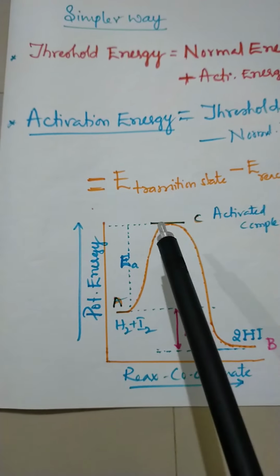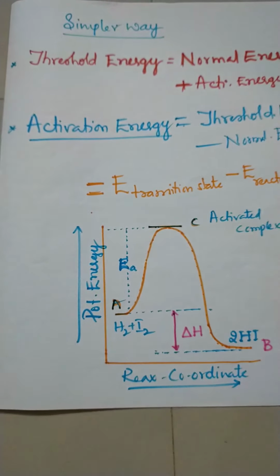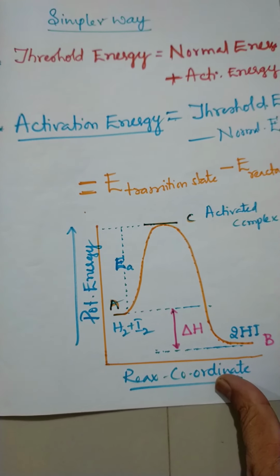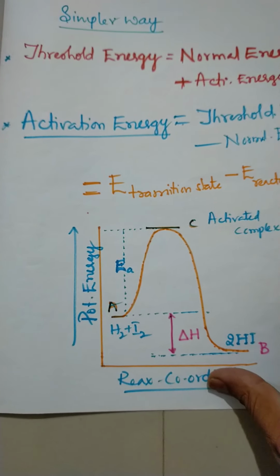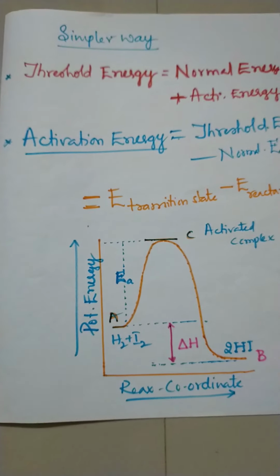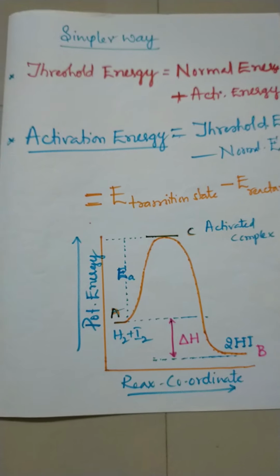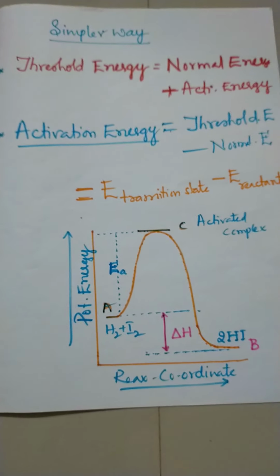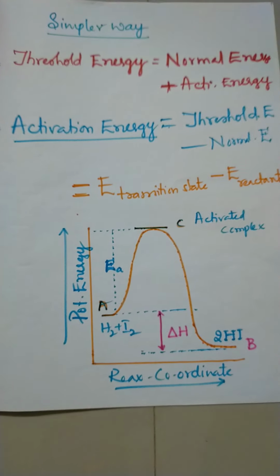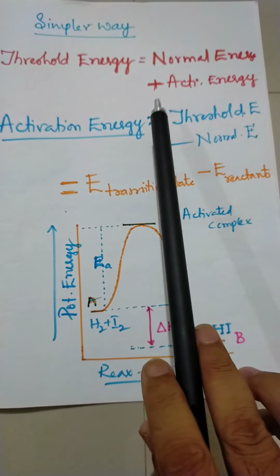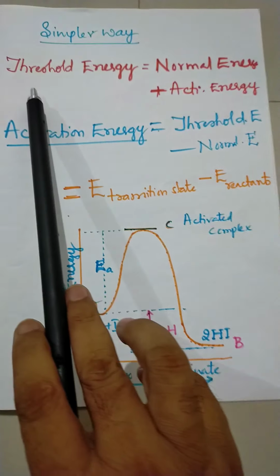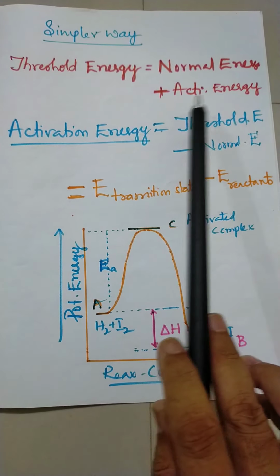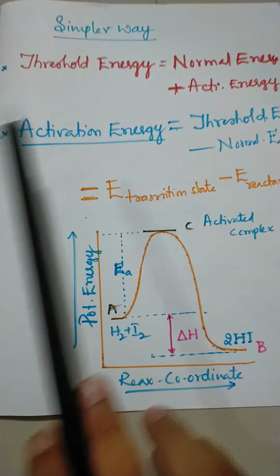Actually, the word threshold means the end point, the limit of that reaction. For a house, the doorstep, the door foot, is called the threshold. That's the last point, the corner between the room and the outside area. So here there is a normal energy and then the activation energy. Threshold energy is equal to normal energy plus activation energy.